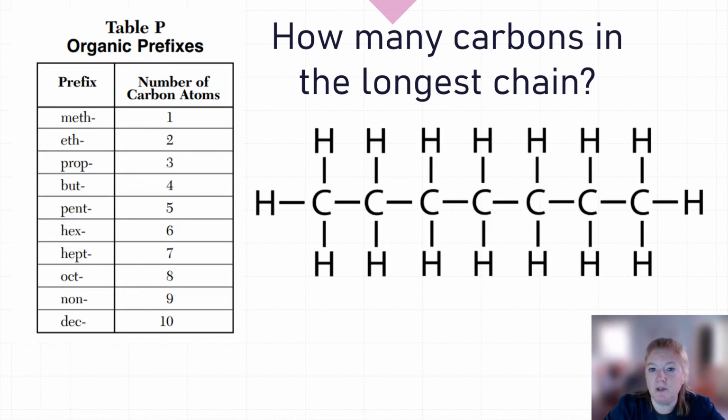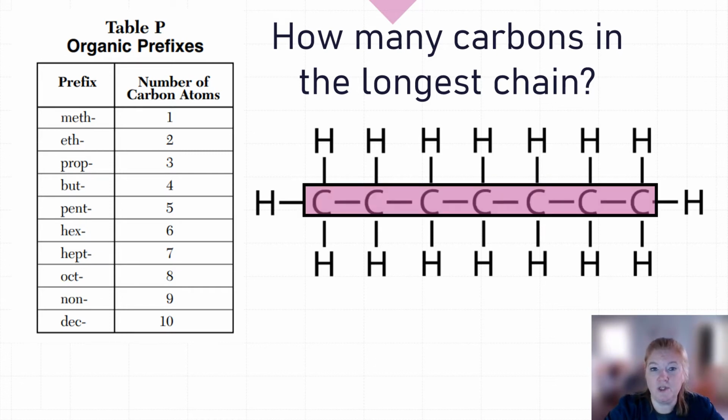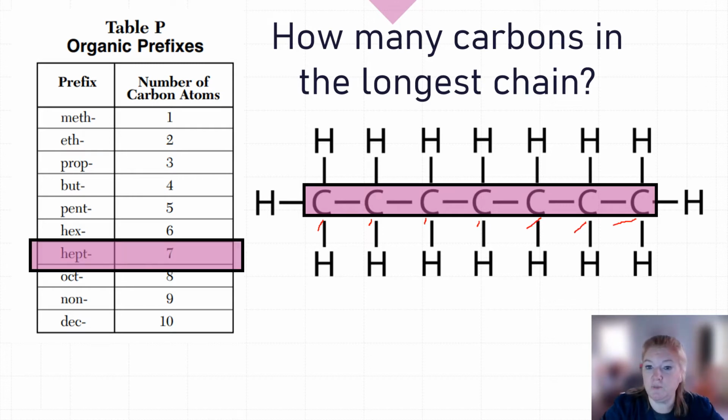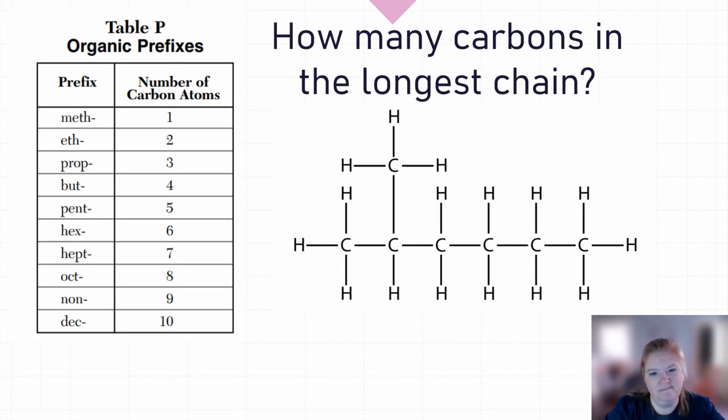How many carbons are in the longest chain here? Well, I see a whole bunch of carbons all connected to each other. There we go. So now count them. 1, 2, 3, 4, 5, 6, 7. So we would use the prefix "hept" to describe it. Those are pretty easy.